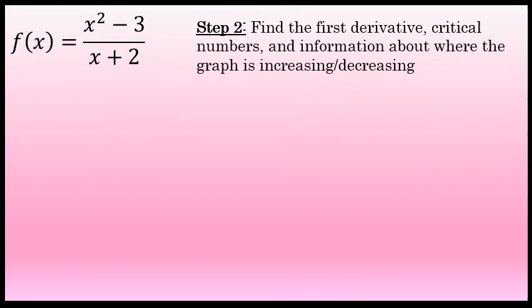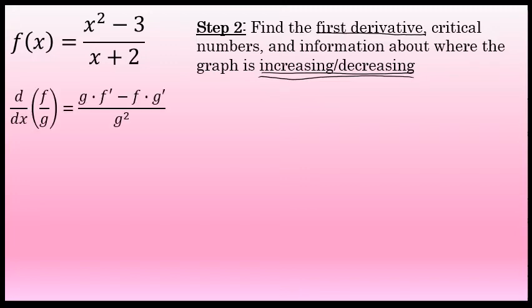Step 2 is the first step that requires calculus. In the process of drawing this graph, we're going to find the first derivative. That's going to tell us all we need to know about where the function is increasing and decreasing. To find the derivative of a rational function like this, we're going to need the quotient rule.